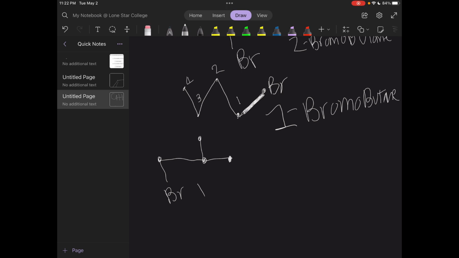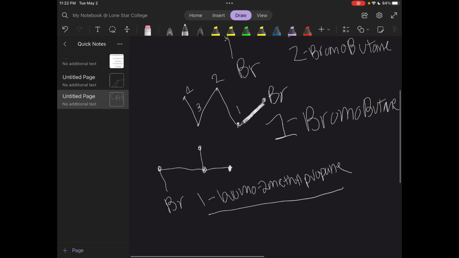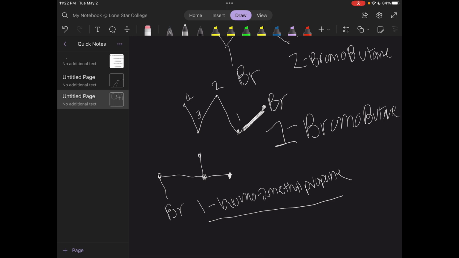1-bromo, 2-ethyl, 2-methyl, sorry. 1-bromo, 2-methylpropane. Okay, that works. 2-bromobutane, 1-bromobutane.